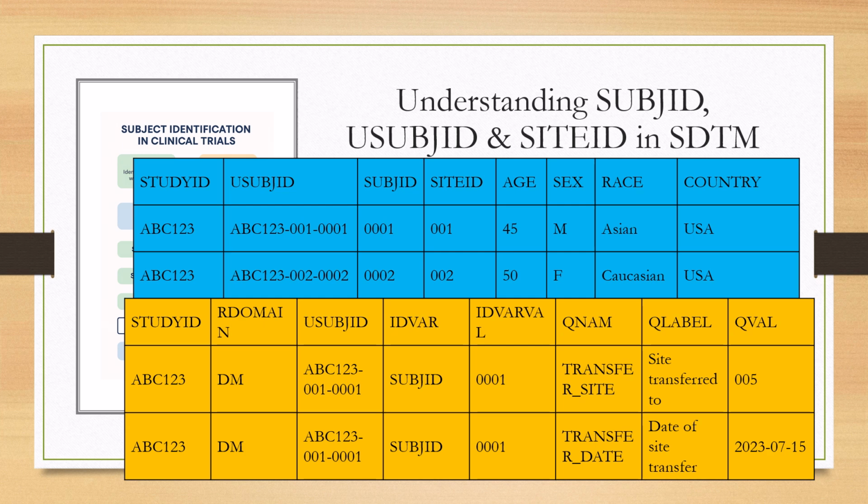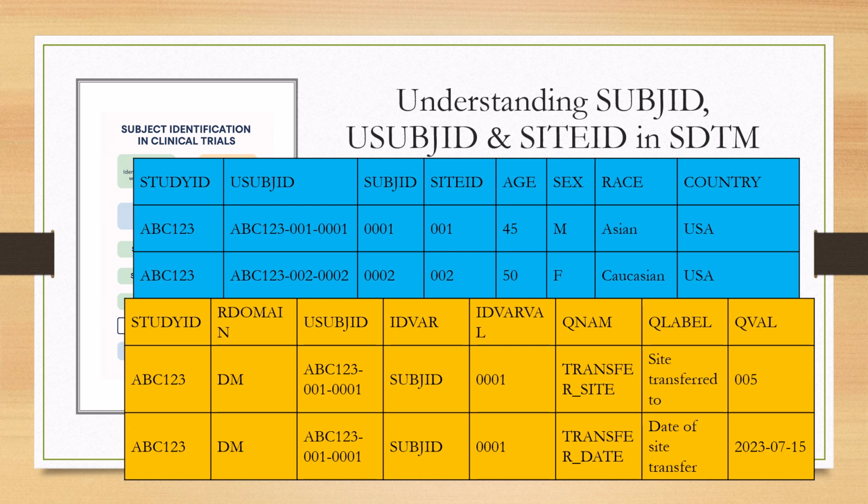You can see in the supplemental dataset, the IDVAR and IDVARVAL have the information of the subject ID for which these records are created, and the QNAM and QLABEL give the description of what information they are capturing. The QVAL is giving the answer to the question you have raised, or the information you are capturing for QNAM. So you can see here that from SUPPDM, the subject ID 001 has a record for site transfer to 005.